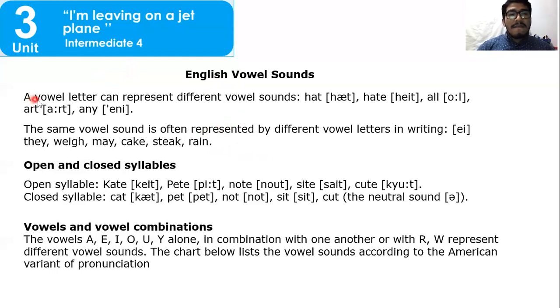For example, a vowel letter can represent different vowel sounds. Dice, una vocal puede representar diferentes sonidos. Okay, diferentes sonidos puede representar. For example, hat, hate, all, art, any. Can you see? These words are phonetic sounds.